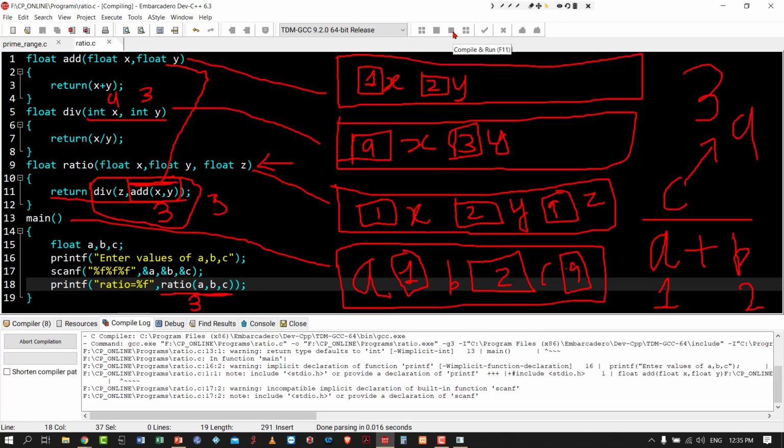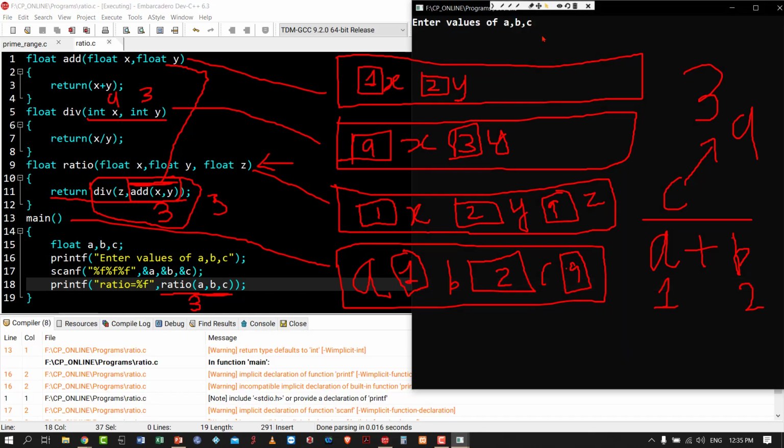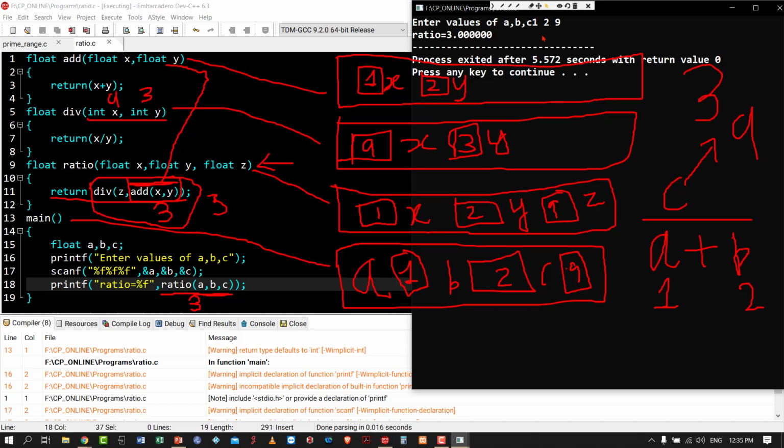I will run this program also. So our inputs are 1, 2 and 9. So I got the ratio as 3.000. I got the expected output.